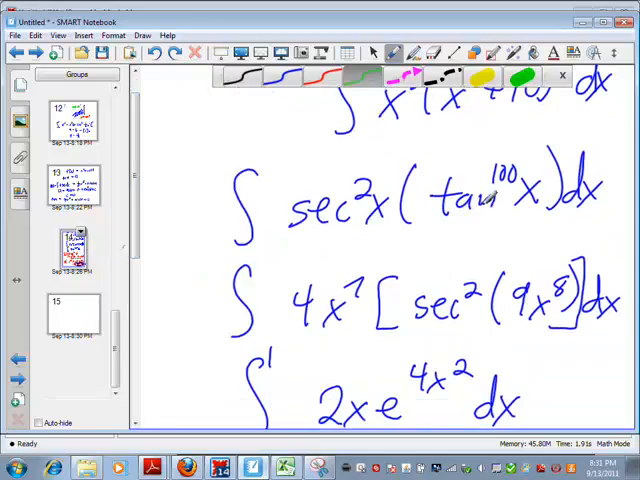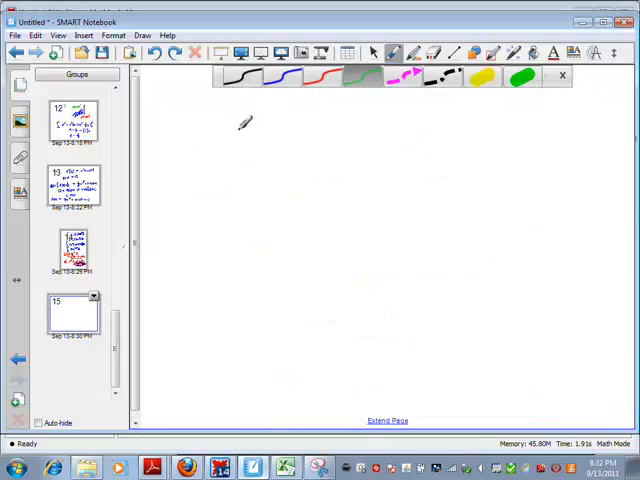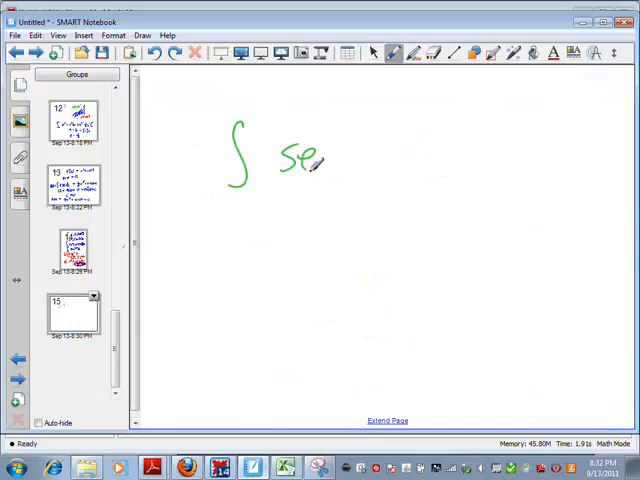U is tangent. 1 over 101, tangent to the 101st, right? Did you get that? What did you get for this one? You substitute. So I guess we should rewrite it. Cross out the secant squared, and then you should get one: the antiderivative of secant squared x tangent to the 100th x dx.